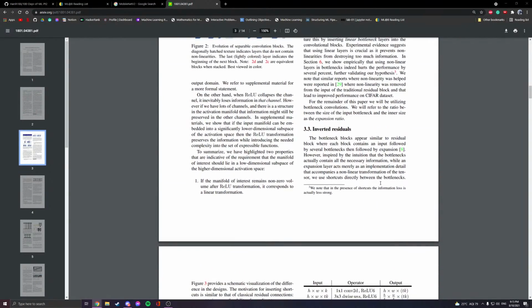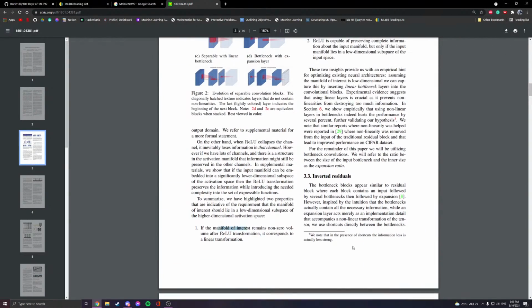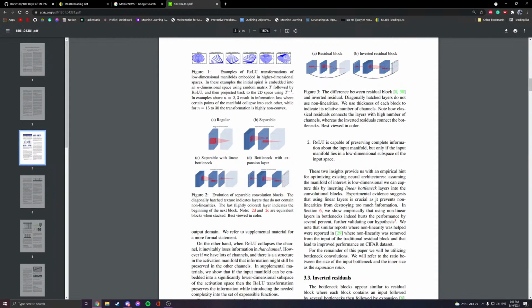It's talking about transformations and these manifolds of interest. But essentially, the fact that assuming that the manifold of interest is low dimension, it can be captured by inserting linear bottleneck layers. I honestly don't know what that means.